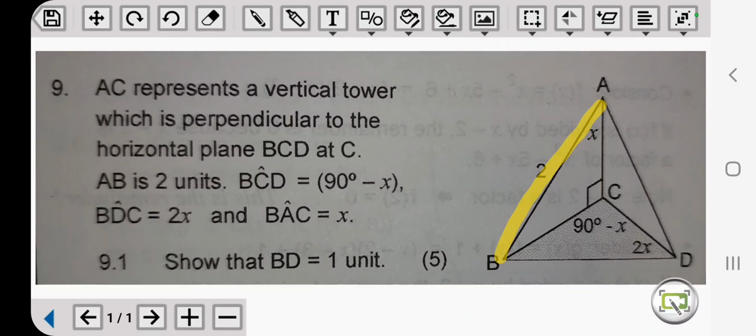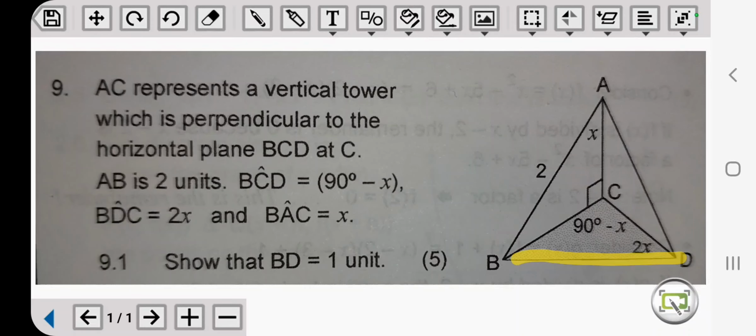BCD is 90 minus x. BDC is 2x. And BAC is x. Show that BD is equal to 1 unit. So we need to go and calculate BD and prove it being 1 unit.